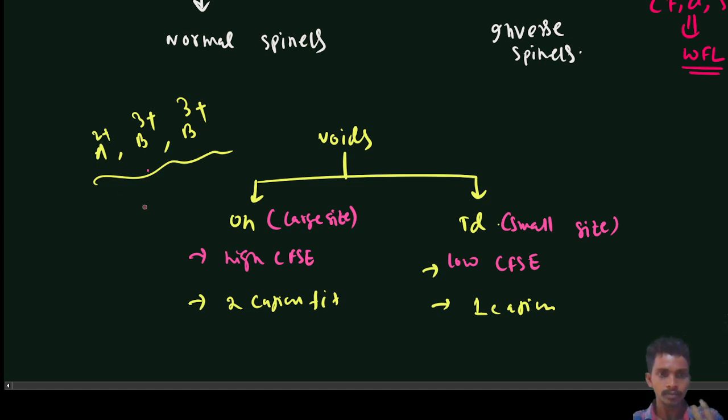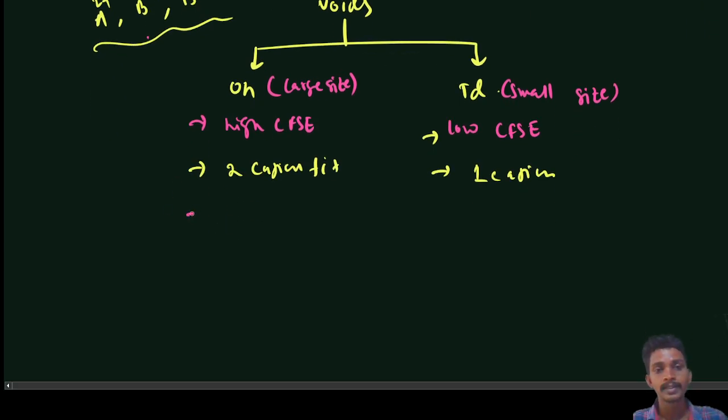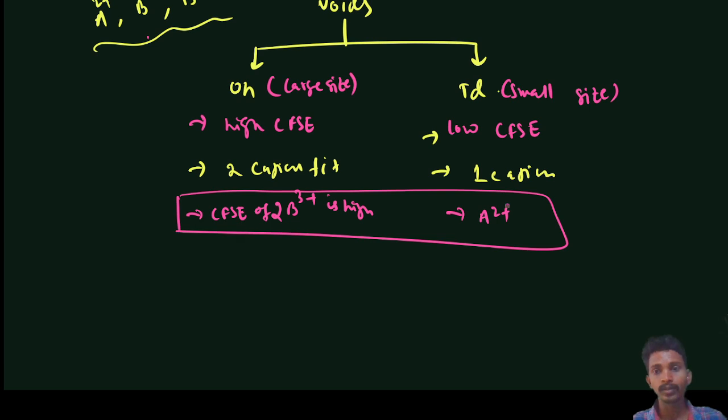So if the CFSE of the tricaton, that is B3+, is high, then it will come to the octahedral holes. This can fit 2 cations, so 2 B3+ will come, and then the other A2+ will go to the tetrahedral hole. If this happens, then it is a normal spinel.